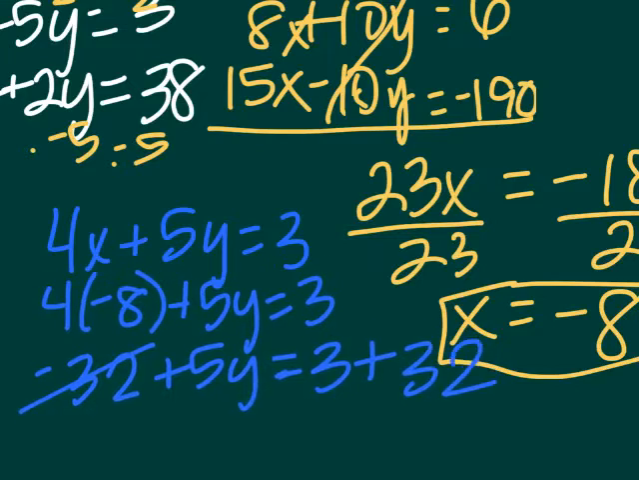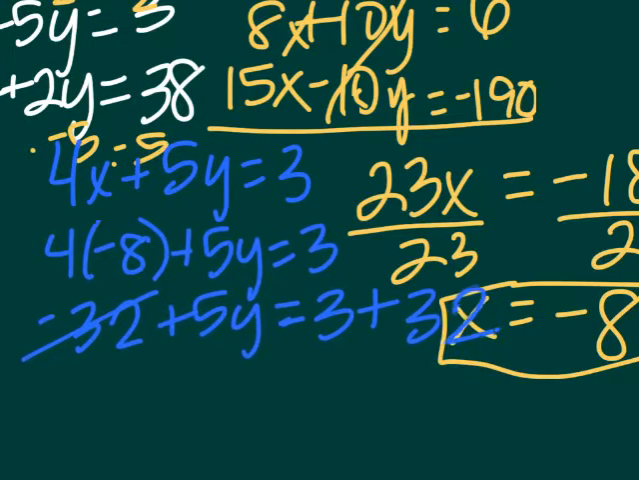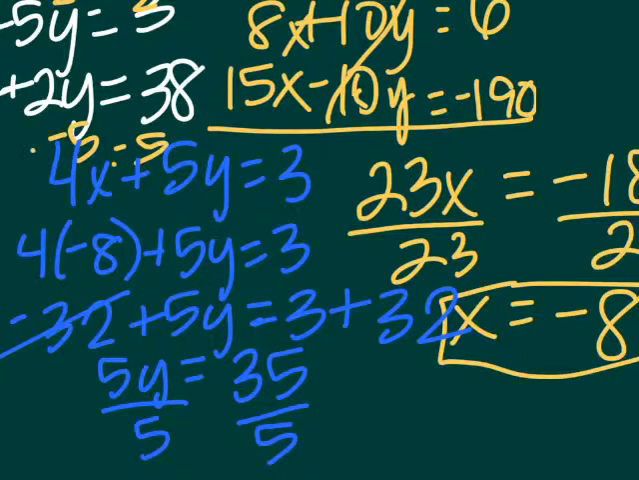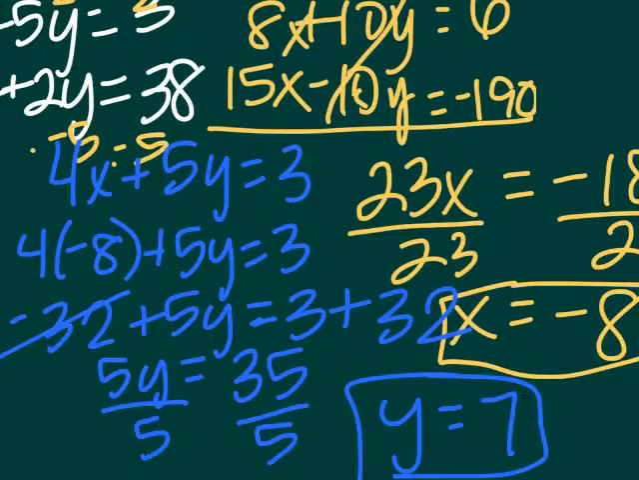And we got to scooch everything again. Okay, so now I have 5y equals what? Equals 35. And then what do I do to solve? You divide by 5. And what is 35 divided by 5? 7. Okay, so our solution that we're going to check is x equals negative 8 and y equals 7.